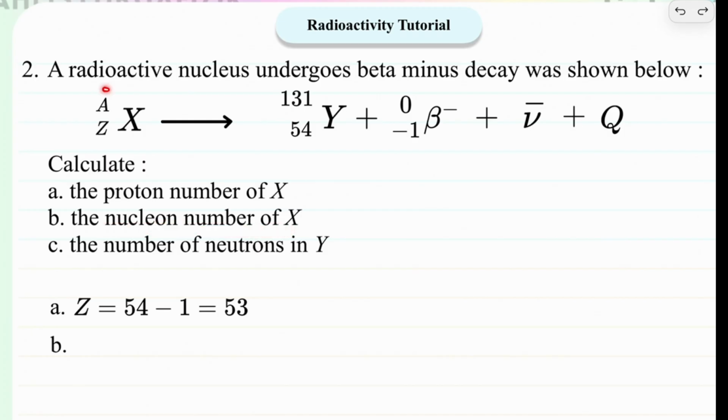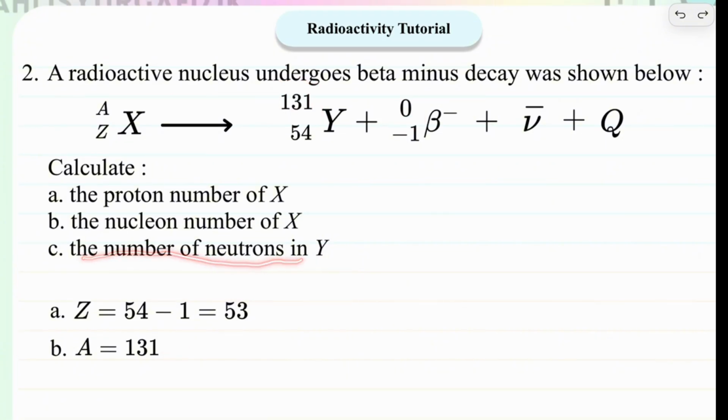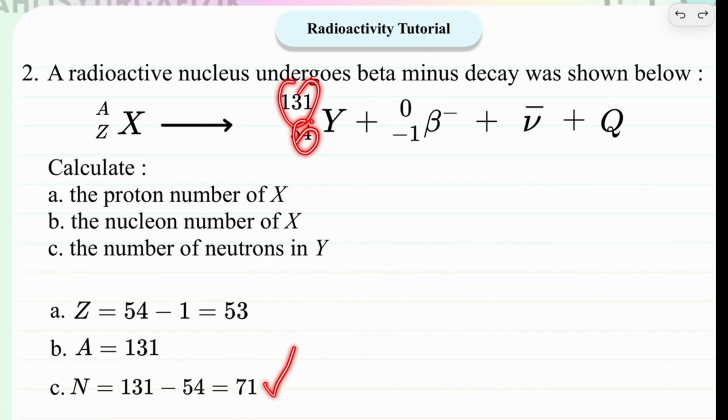Question B, calculate the nuclear number of X. So the nuclear number is this one, A. The nucleon number is the same. This is because no nucleon is taken out to become beta. With that, the answer is still 131. Question C, the number of neutrons in Y. So here we have A, which is neutron plus proton. This one is actually just the protons. In order for us to get the neutron number, 131 minus 54, and we got 77 neutrons.